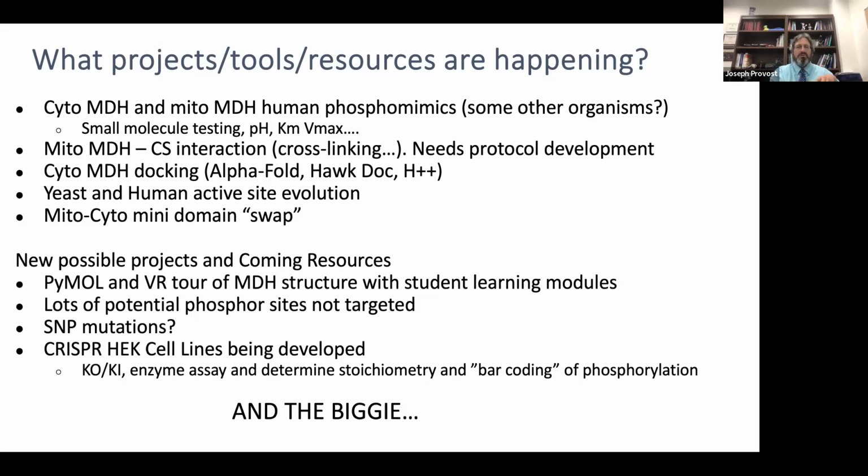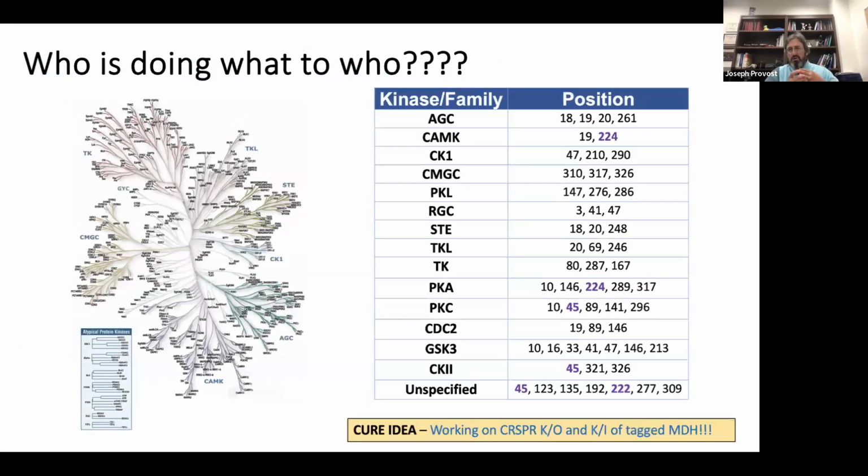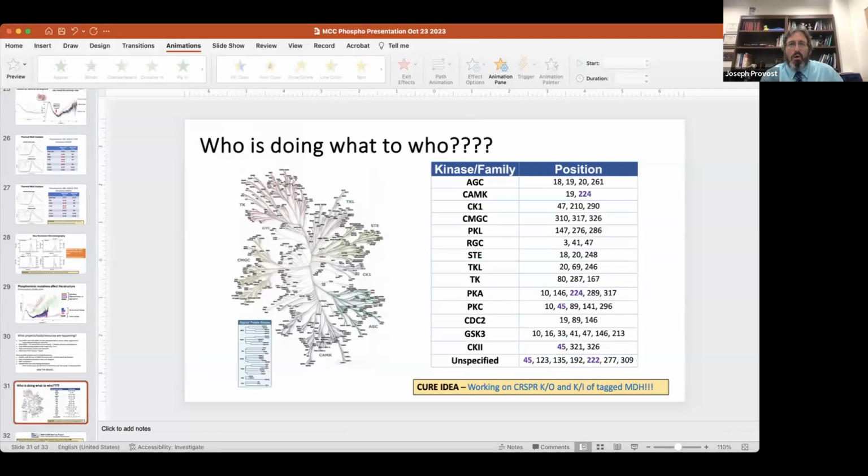And of course, the biggie question: who's doing what to whom, right? That's the question with using these CRISPR cell lines: what kinase is phosphorylating when and where and how, and there are going to be multiple phosphorylations happening at one time. So there's a lot of space, I'm going to stop sharing. There's a lot of space to do research. There's a lot of space to do interesting work with the phosphorylation stuff. It just has long legs, and I think it's interesting for students.